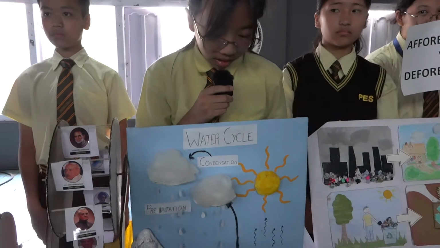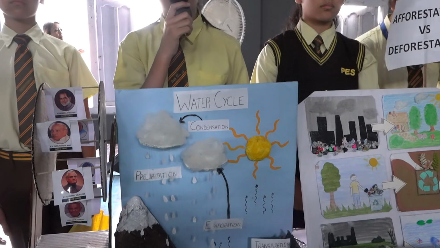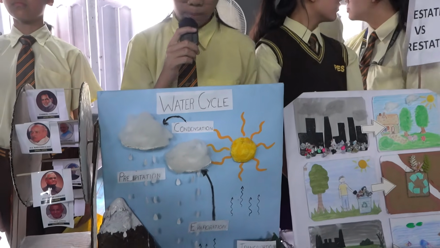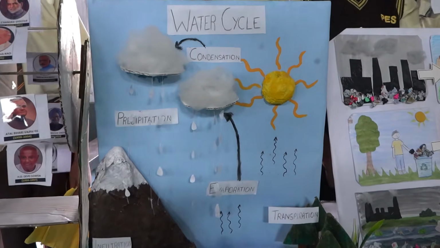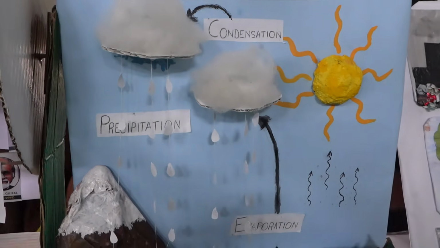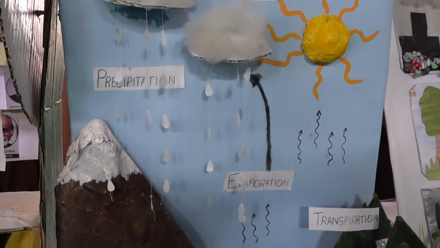There is transpiration. Transpiration is the process by which plants release water as water vapor. There is evaporation. Evaporation is the process by which liquid water evaporates into water vapor due to heat.